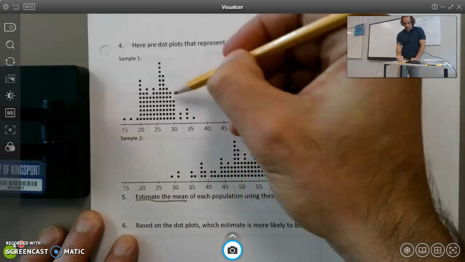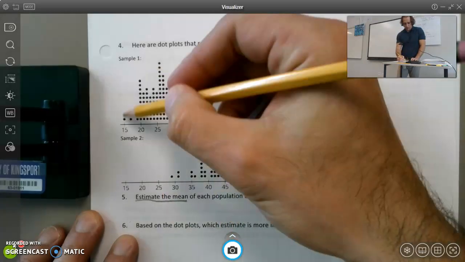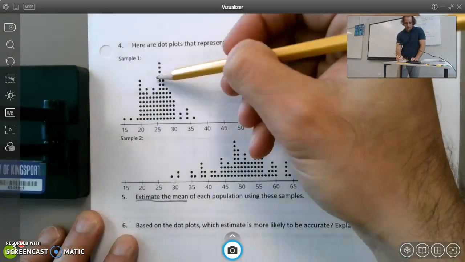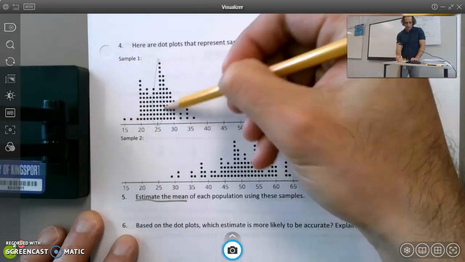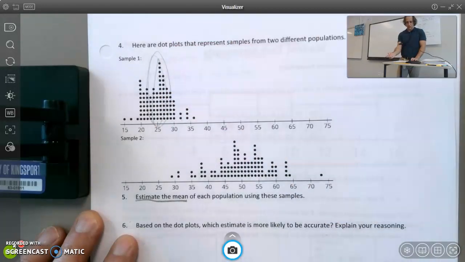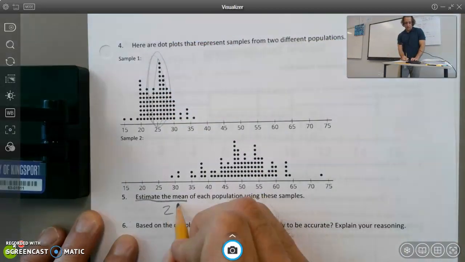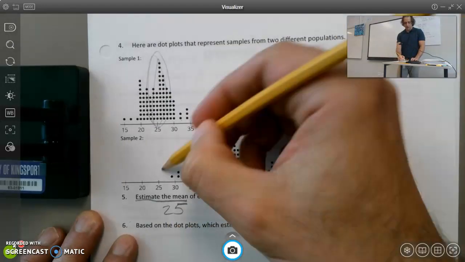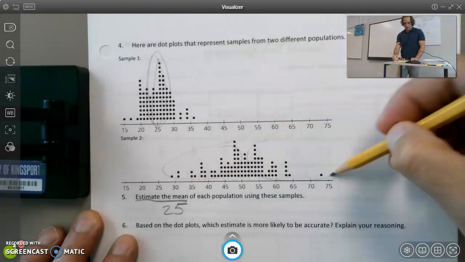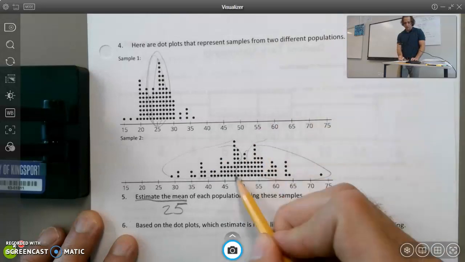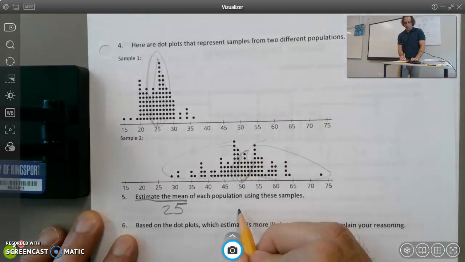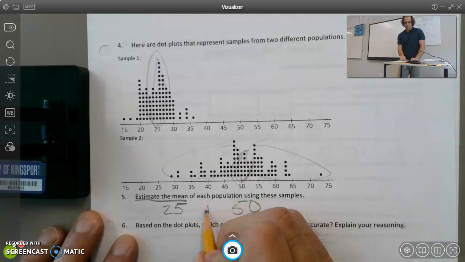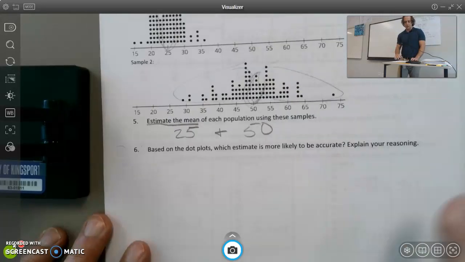mean. And if I look at this, where is about halfway? I would say somewhere in here, somewhere in this range. Maybe 25, maybe 26. I'm just going to say 25 as a good estimate. And then if I look at this, I've got about half of my data over here, and kind of right here is the middle. I'm just going to estimate 50. So 25 and 50 would be my estimates for that.